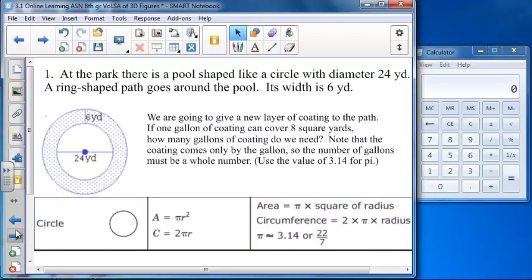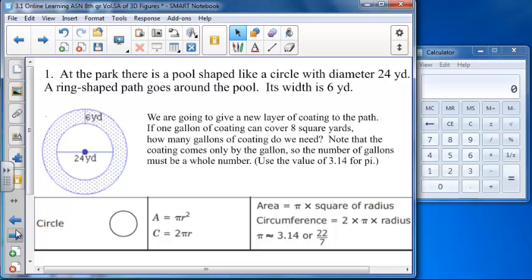At the park there is a pool shaped like a circle with a diameter of 24 yards. A ring-shaped path goes around the pool. Its width is 6 yards. We are going to give a new layer of coating to the path. If 1 gallon of coating can cover 8 square yards, how many gallons of coating do we need? Note that the coating comes only by the gallon, so the number of gallons must be a whole number. We will use the value of 3.14 for pi.